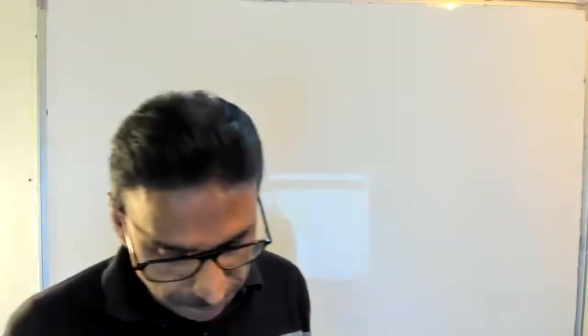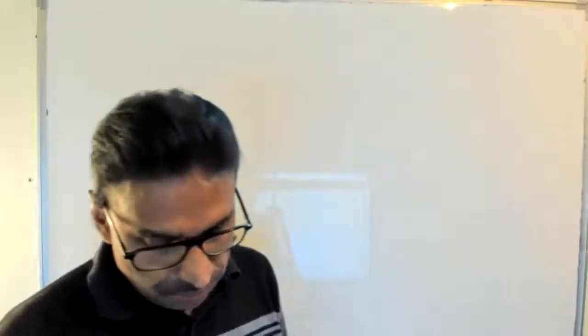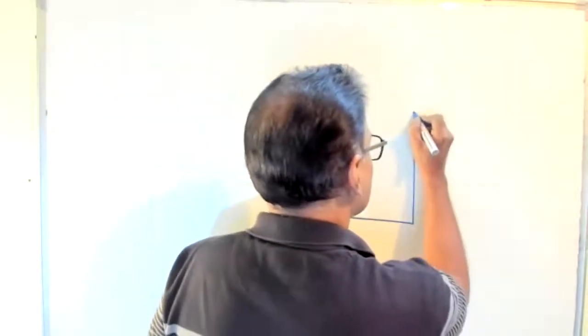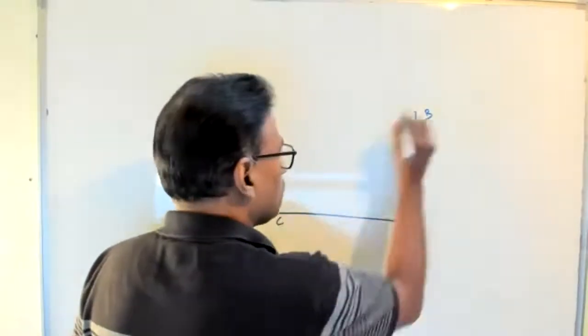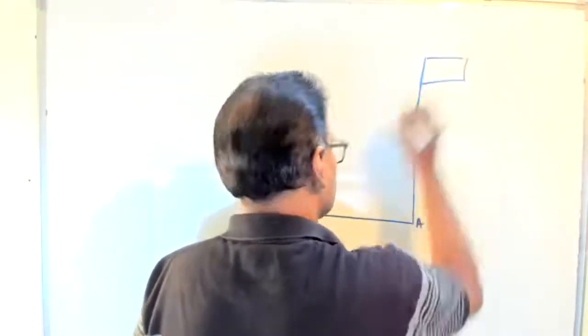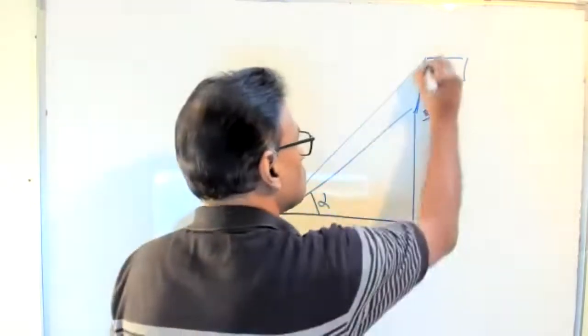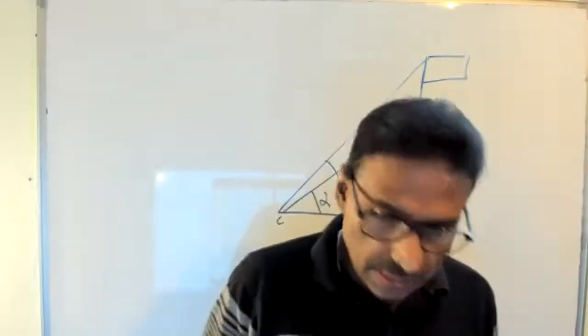At a point on the plane, the angle of elevation of the bottom and top of the flagstaff are alpha and beta. Alpha is the bottom and this is beta. Okay, look at here. Listen.